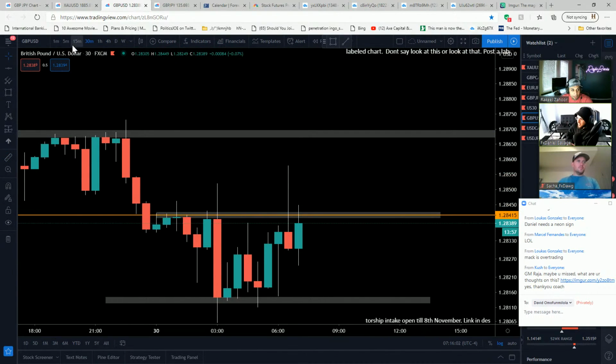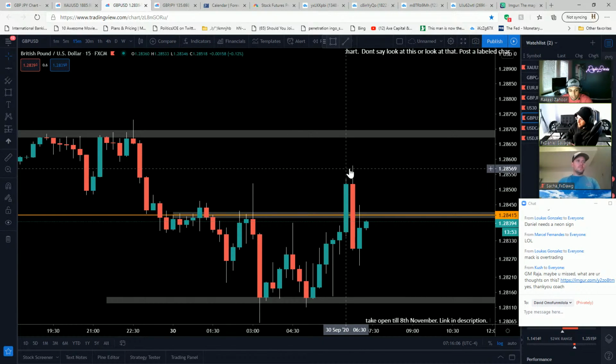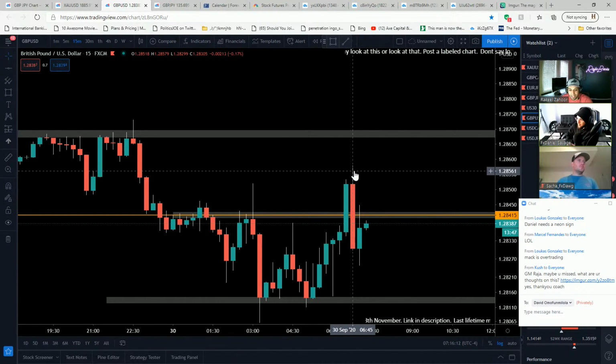This is something that happened yesterday too. Price went up and then just retraced. Bam. Oh yeah, it's clean. Super clean. It's funny when price starts moving like this, you're like, oh yeah, it's going to go all the way up, but you never know.